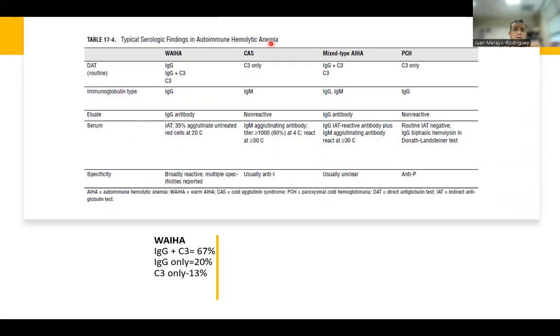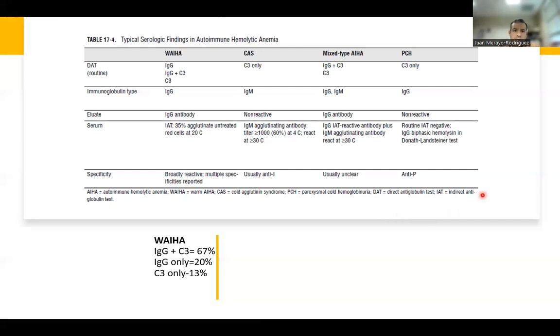Then you have cold agglutinin syndrome, which is complement only, and you can see the immunoglobulin type is IgM. And then the eluate should not be reactive. And in the serum, you will see an IgM agglutinating antibody. The titer could be above 1,000 in many cases at 4 degrees Celsius, and in some cases they also react above 30 degrees. And the specificity usually is anti-I. Then you have a mixed type, which is a mix of the two previously mentioned ones.